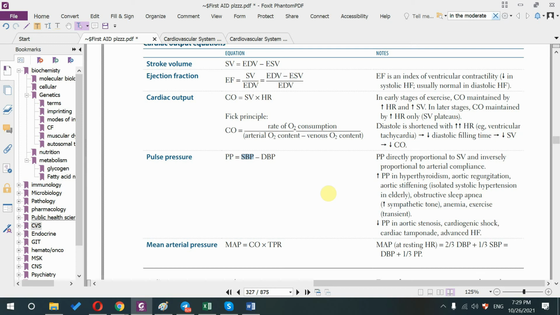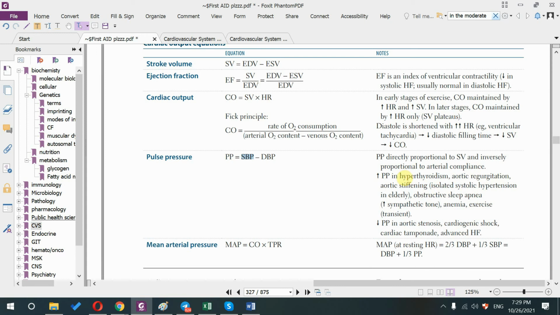And it's inversely proportional to the arterial compliance. Because the higher your arterial compliance is, the lower your diastolic blood pressure will be. The lower diastolic blood pressure you have, the higher pulse pressure you will have. So, the increase in the pulse pressure and the decrease in the pulse pressure. The increase in the pulse pressure can be in cases of hyperthyroidism, aortic regurgitation, and aortic stiffening.